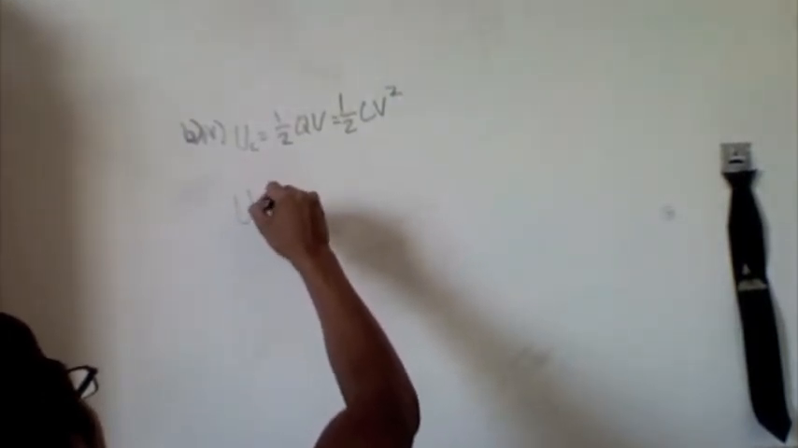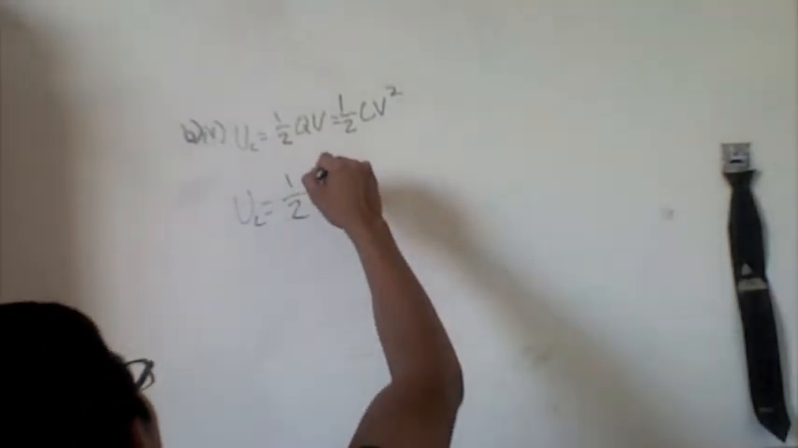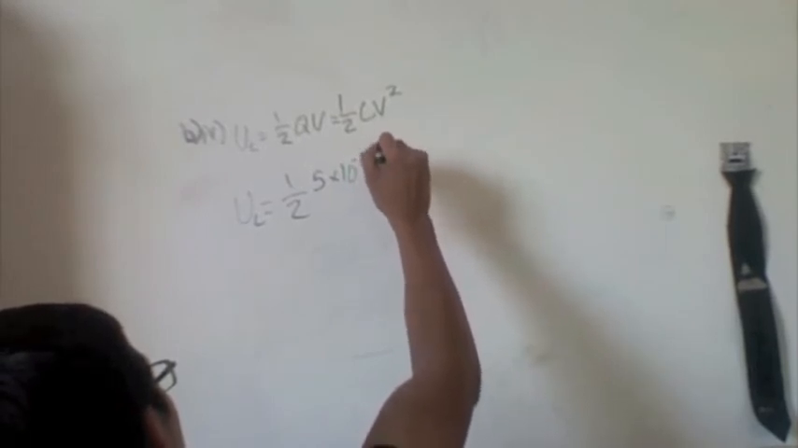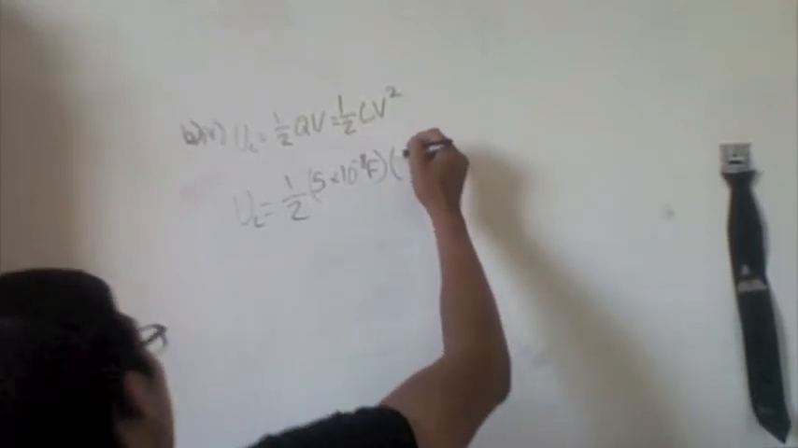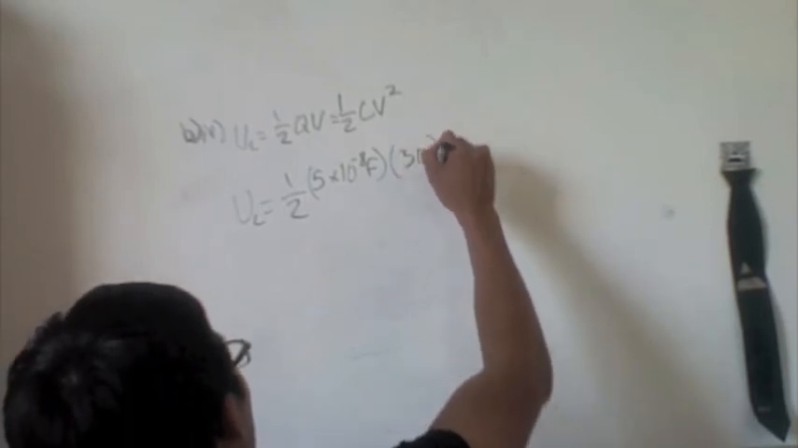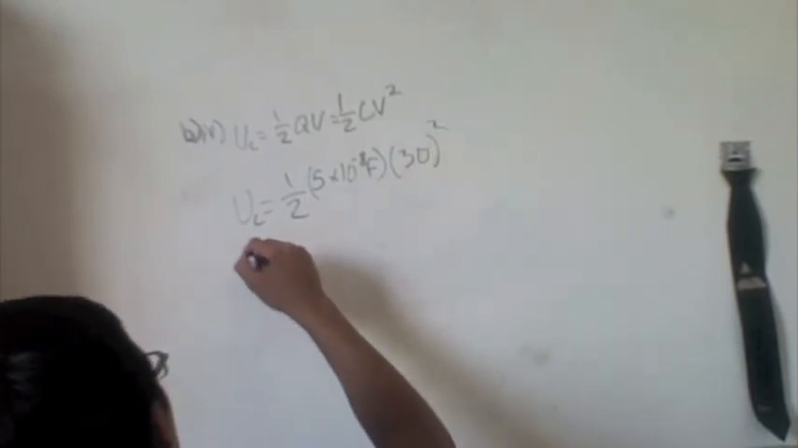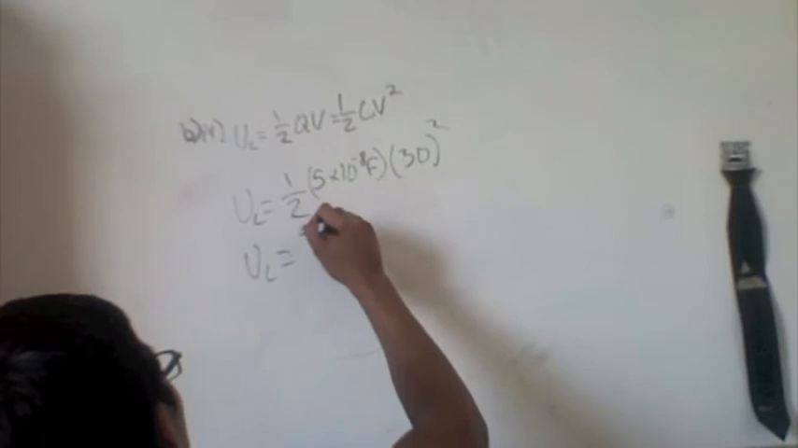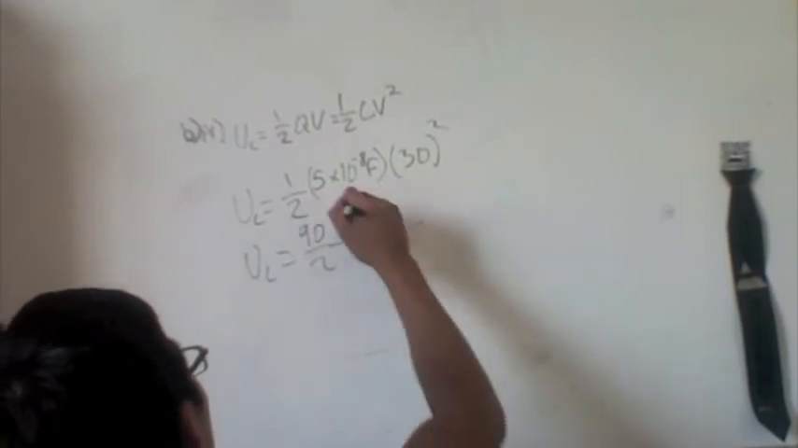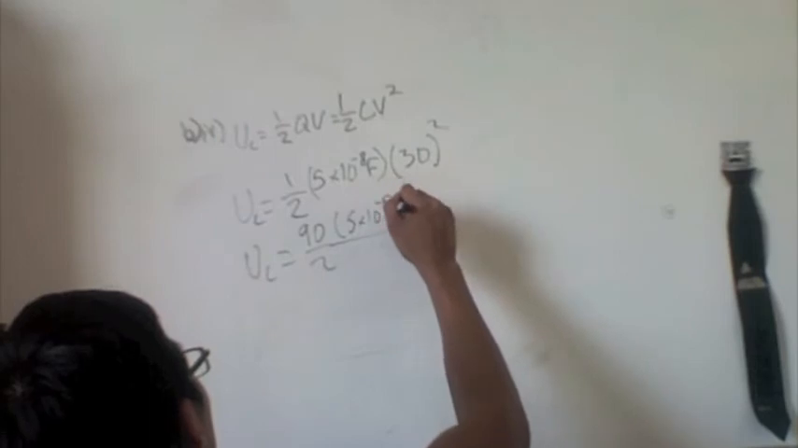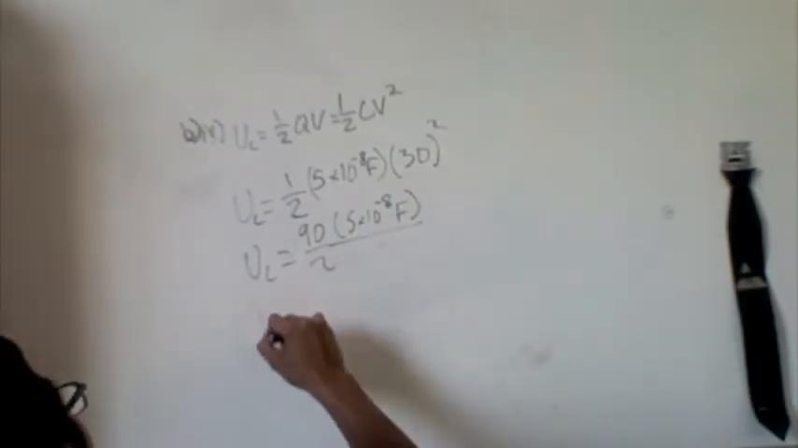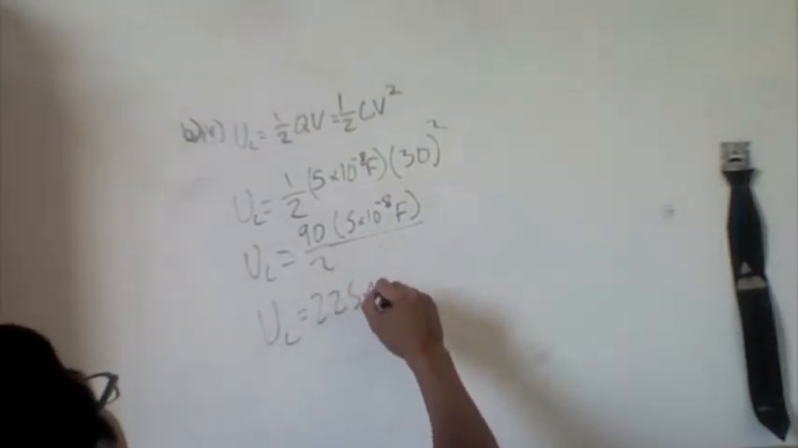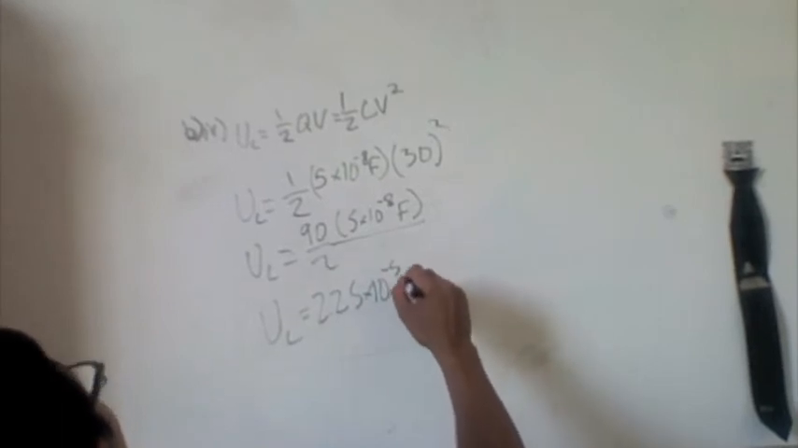So the energy equals 1/2 times 5 times 10 to the -8 times the voltage squared, which is 30 squared. So your potential energy is going to be 2.25 times 10 to the -8 joules.